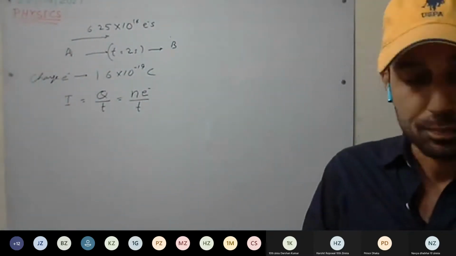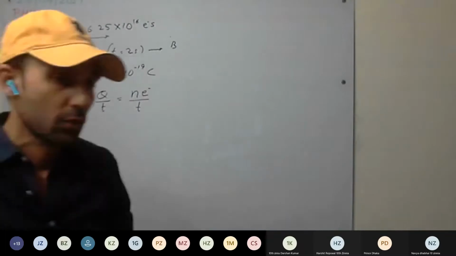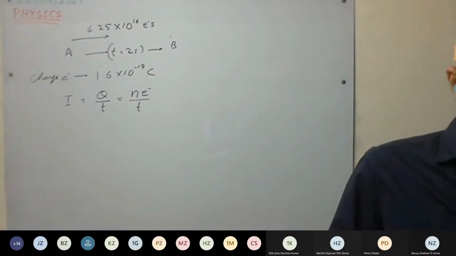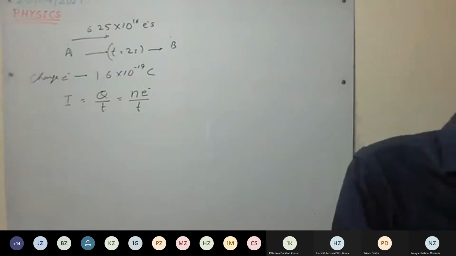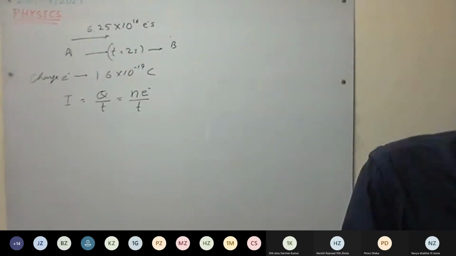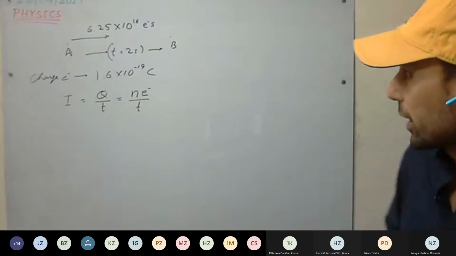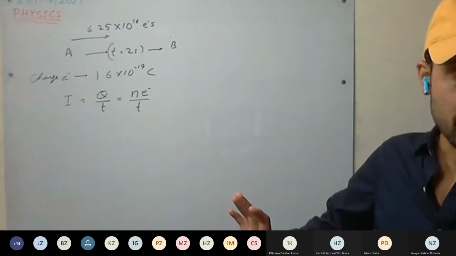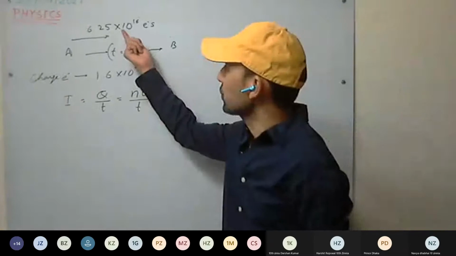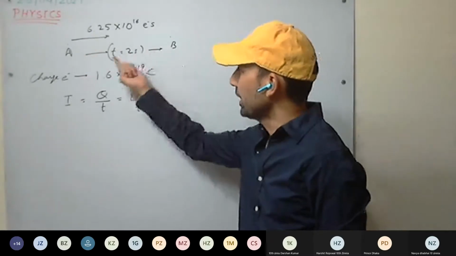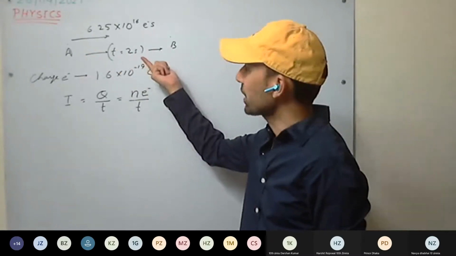You can do the first one. First numerical, can you solve, everyone? Any doubt in that? No, sir. Okay, let's move to the second one. First numerical you have understood. These are endpoints A and B, and these many electrons flow from A to B in 2 seconds. So we have to find the current flowing.